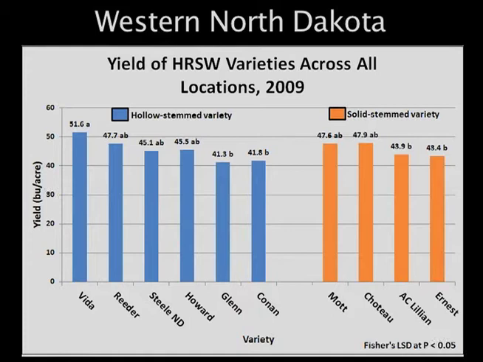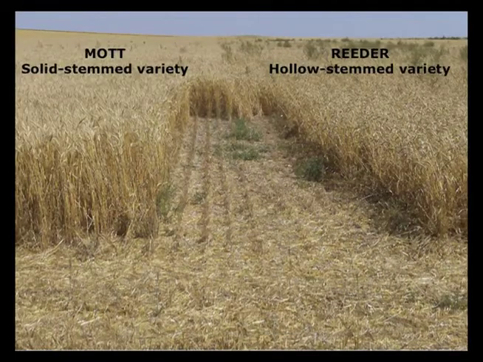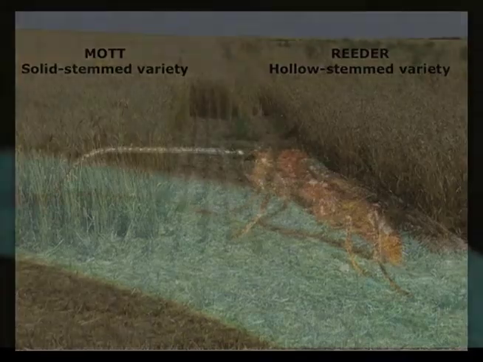Weather conditions can influence the development of the pith in solid stem varieties. If the weather is cloudy and rainy during stem elongation, the stem may not completely fill with pith. Resistance to the sawfly is reduced. The most effective pest management strategy is to plant as early as possible to maximize yield of solid stem varieties.